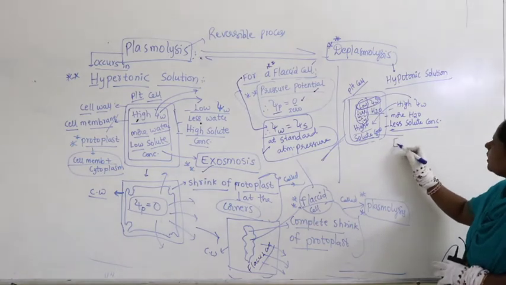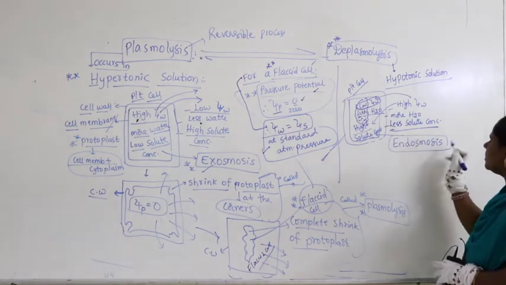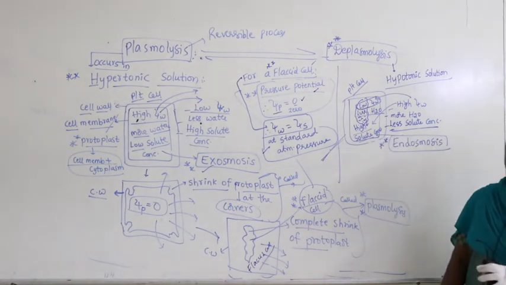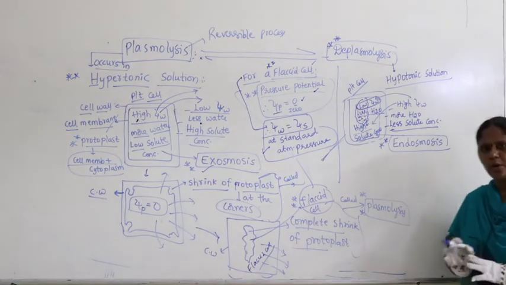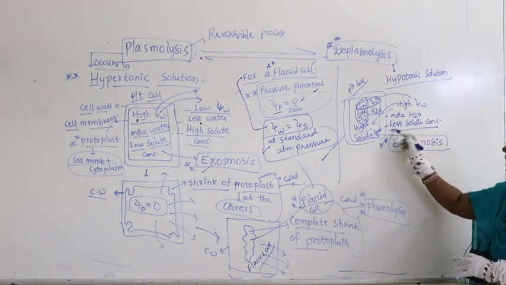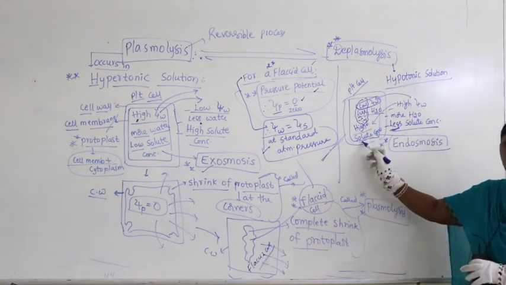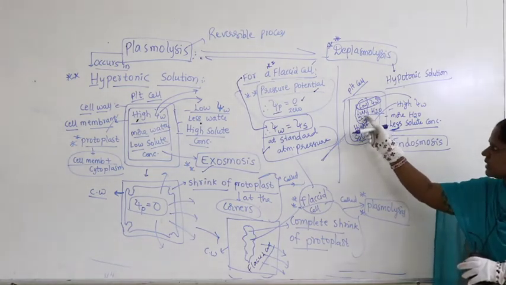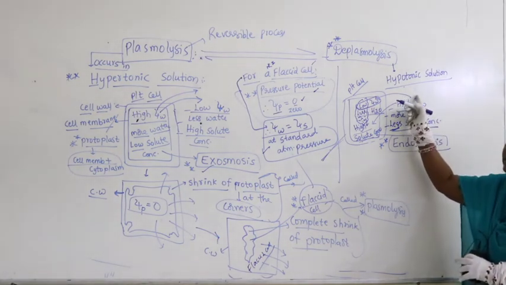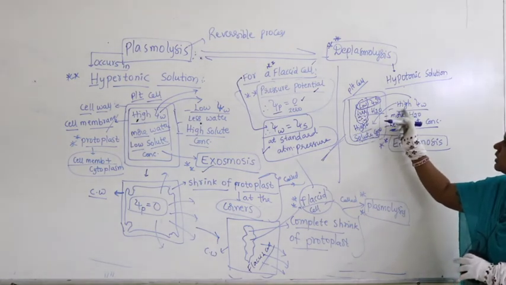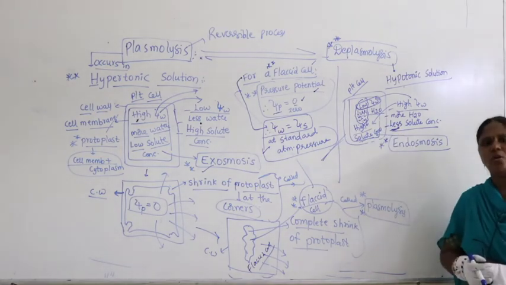What occurs here? It's called endosmosis. Okay, all right. I hope you got it, right? The external solution has less solute. It's said to be hypotonic, right? Inside you find more solute because we are taking the flaccid cell. Inside water is less and lower water potential, right? So here movement happens from outside the cell into inside the cell, higher water potential to lower water potential. When this movement occurs, it is called endosmosis.